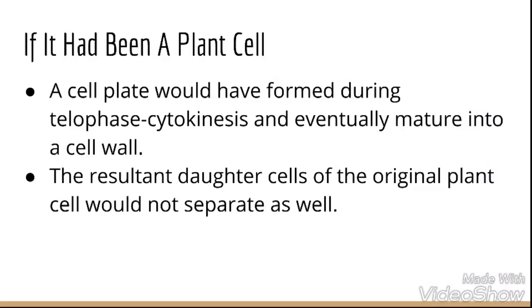The type of cell that we used to describe the cell cycle was an animal cell. For a plant cell, the process would have been the same up to cytokinesis. During cytokinesis in a plant cell, a cell plate forms across the middle of the cell and then gradually splits the cell into two new cells.